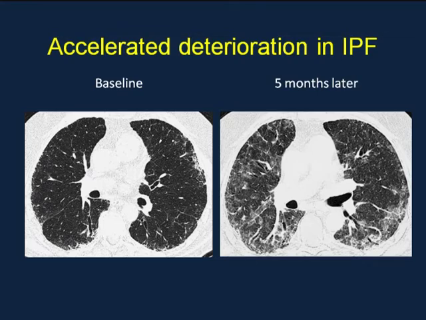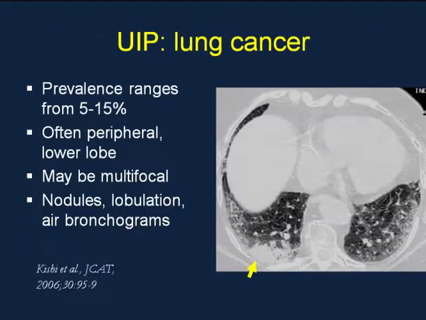Obviously, there's a differential including infection, maybe lung edema. Usually they'll get a bronchoscopy and lavage to exclude infection. The other important thing for us to look for is lung cancer. Probably somewhere around 5 or 10% of people with UIP get lung cancer, and the problem is that it hides out in the areas of fibrosis, so it can be very subtle, particularly in the early stages. So it's peripheral, lower lung predominant, maybe multifocal, and you need to have your eyes open if you see any sort of solid mass in those people.